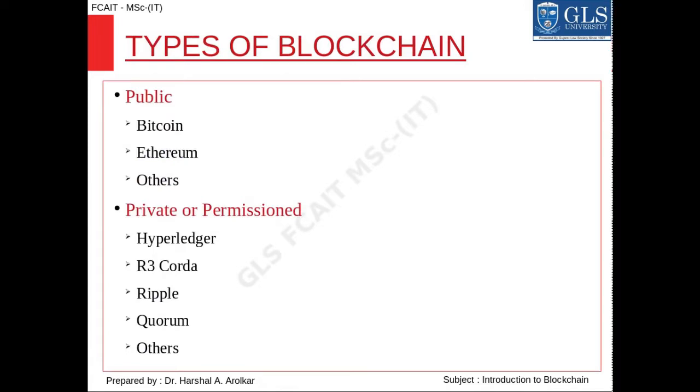Next is types of blockchains. Blockchains can be categorized as public and private. A few public blockchains which are very popular are Bitcoin and Ethereum, and there is a plethora of them which we are not listing over here. Private and permissioned blockchains are controlled by certain entities or regulators, and they are used the majority of the time in financial transactions, but not limited to them. A few examples of them are Hyperledger, R3 Corda, Ripple, Quorum, and many more.